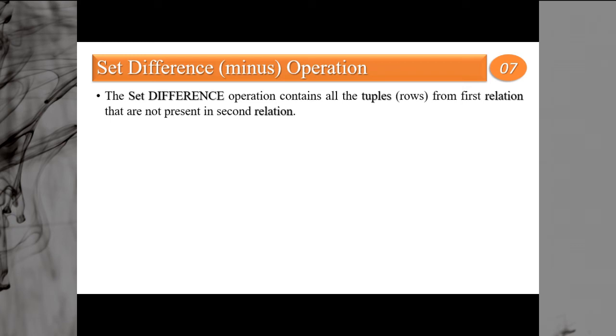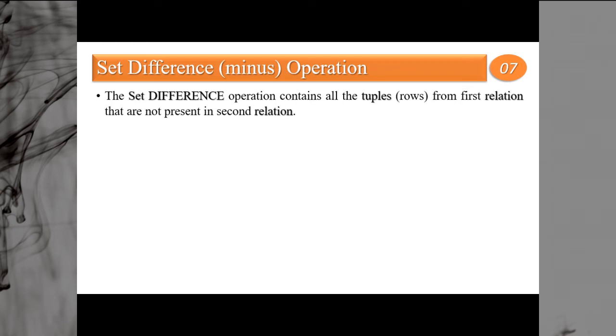Then we have the set difference operation, or minus operation. Set difference, or minus operation, is just like our mathematical minus. When we say A minus B, it is the things which are in A but not in B. Suppose A is 5, B is 3. So when you say A minus B, that is 5 minus 3.